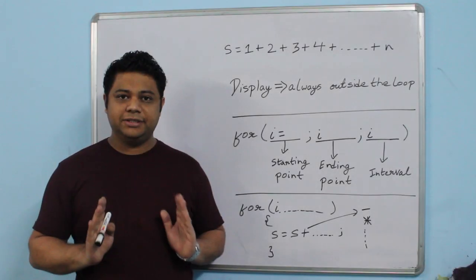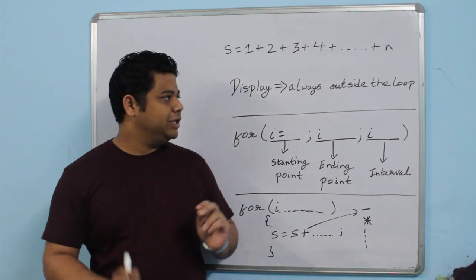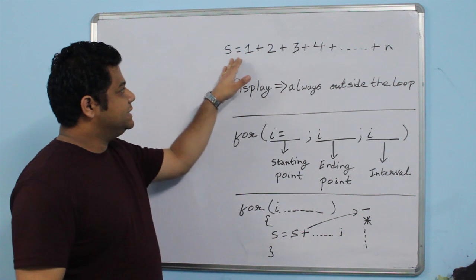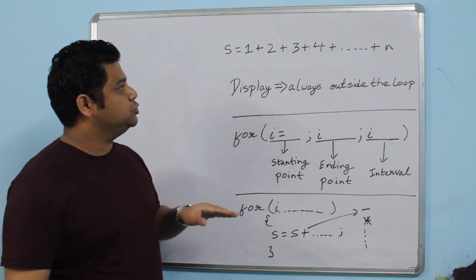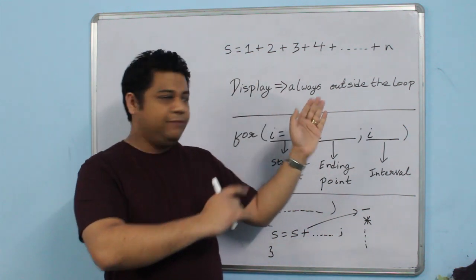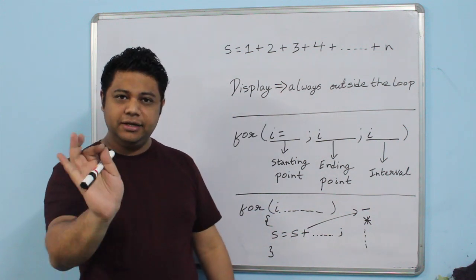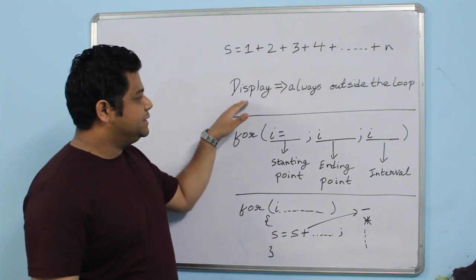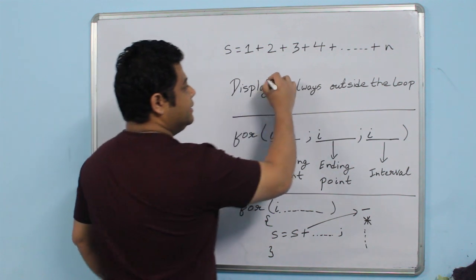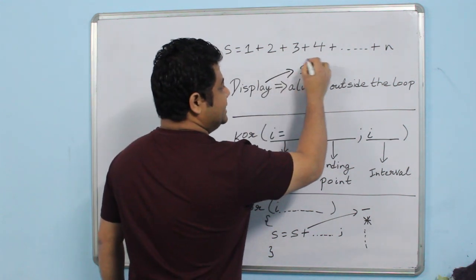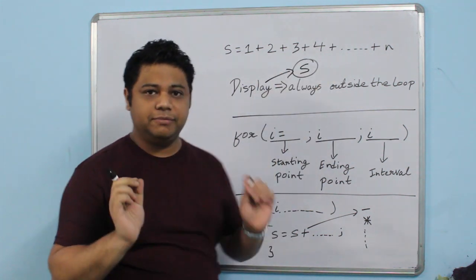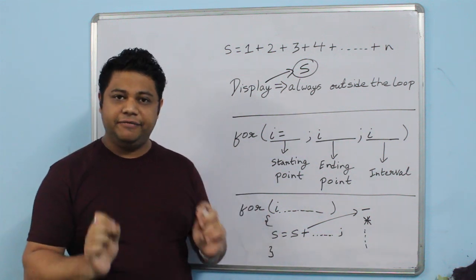Three more things over here to discuss, so we'll discuss them one by one. I have taken one example, s equals 1 plus 2 plus 3 till n, and we'll discuss the 3 points which are used in the program. The first thing, display. Now display s, that is the sum of series. The value of the sum of series is stored inside the variable s.